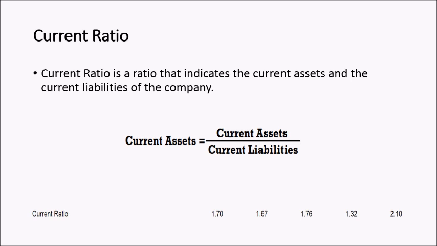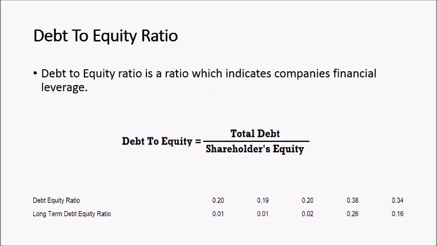Next ratio under liquidity ratio is debt to equity ratio. Debt to equity ratio is a ratio which indicates company's financial leverage. It is obtained by dividing debt of the company by its equity. One needs to remember that equity is nothing but the total capital of the business. As an investor, one doesn't want to have more debt than the capital of the company. This may also lead to insolvency of the company. And if the debt of the company is more, then the interest that is to be paid on the loan will also be more. This can also affect the company's profits.